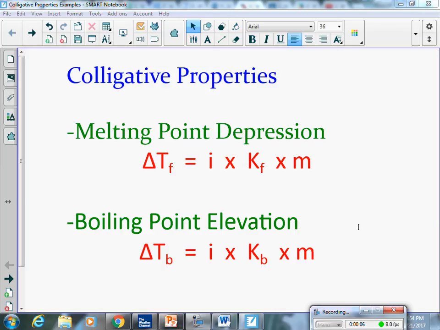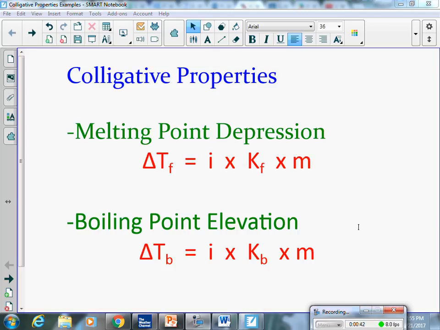Braun. We're going to work some examples of colligative properties. And just a little review, remember that the melting point depression is calculated by taking delta T sub F, the change in the temperature of the freezing point, is equal to Van't Hoff's factor, i, times the freezing point constant times the molality of the solution.